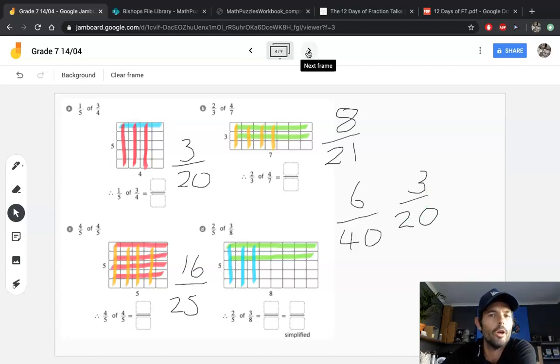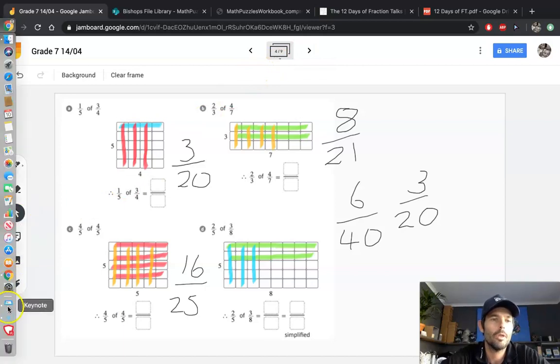Perhaps that's something new for you guys, making visual representations of multiplication of fractions. Hopefully it helped some of you guys. Let me know by email what you think.